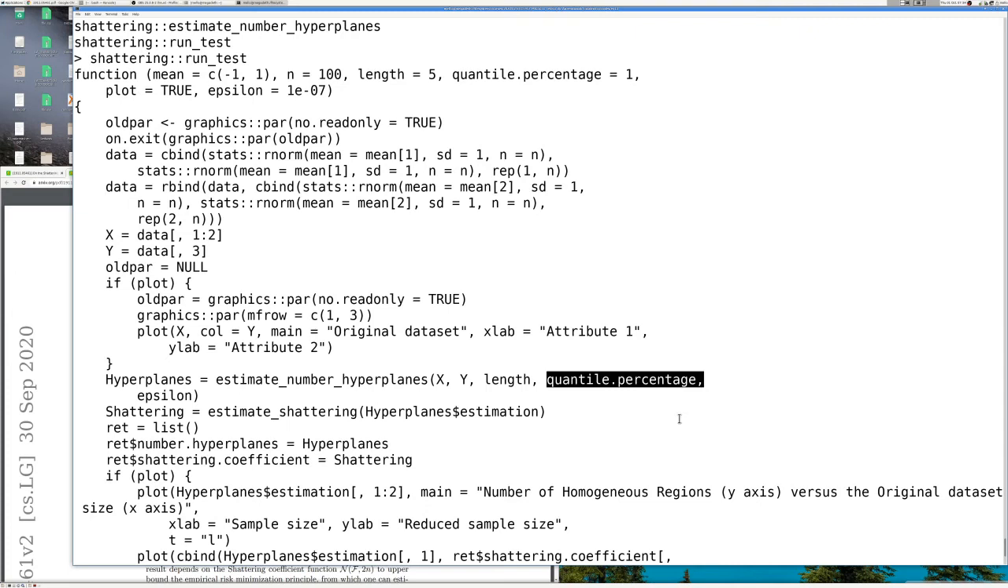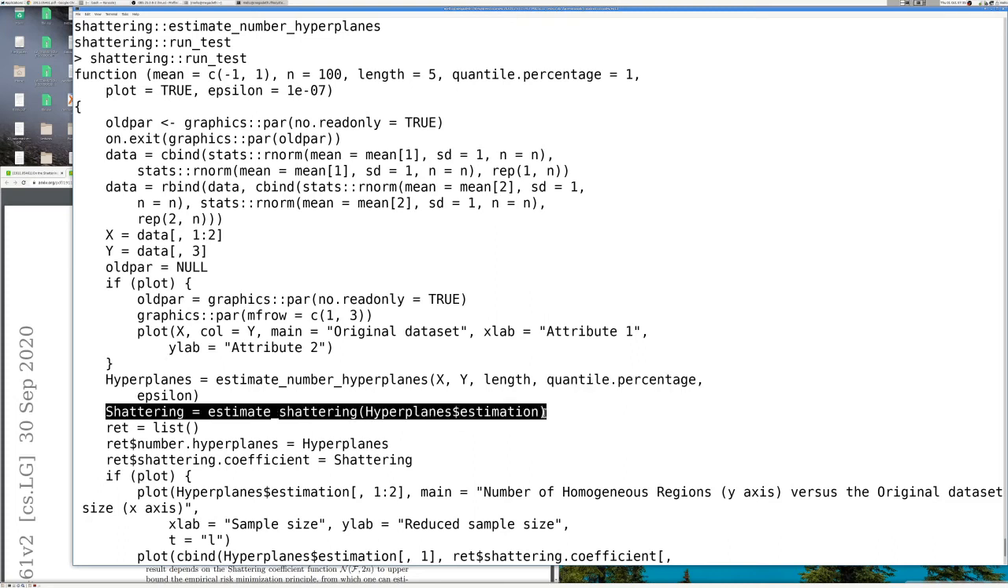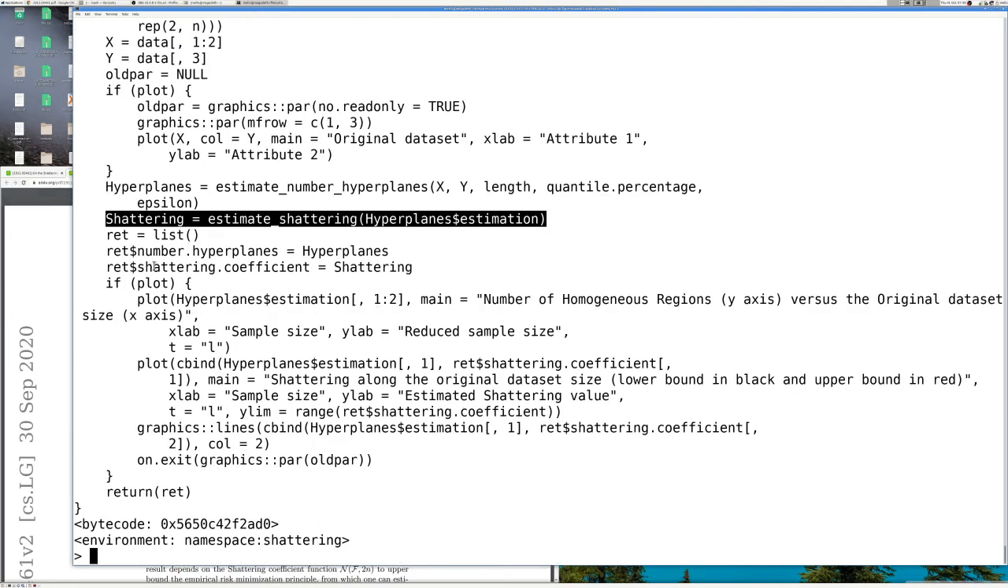This quantile percentage, if you define, for example, 0.2 or 20%, we're going to use the worst 20% of points to perform the assessment. So, of course, the best assessment comes with quantile percentage equal to 1, but if you use something like 10%, it's going to be actually very good because we're going to use the worst 10% of the points in our space. Then we estimate the shattering as shown in our paper, and then I'm going to plot some results.